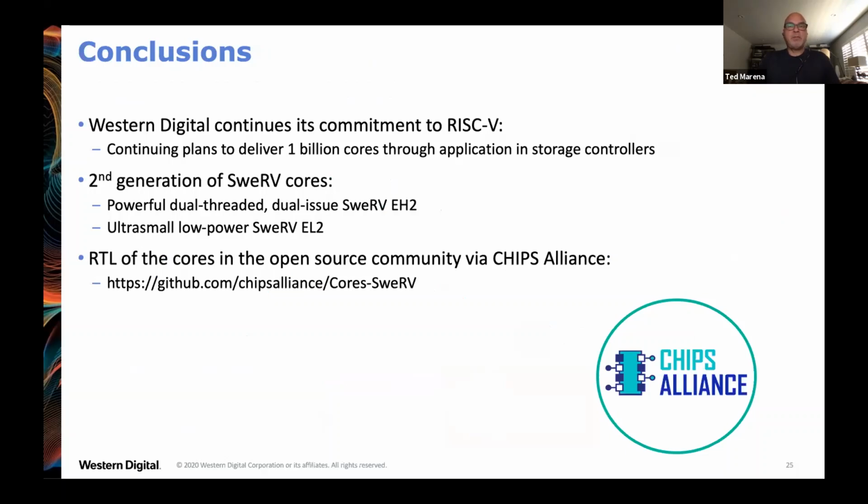We made a commitment back at the end of 2017 that we were going to be moving all of our architectures, and this is demonstrated proof that that's going well underway. The second generation of cores were very exciting for us, being the first commercial dual threaded and the really low power EL2. And this RTL is in the GitHub community for CHIPS Alliance. Before I send this to Kundan, I'll put in the exact links for all three cores, so it's easy for people to jump to the one that they want.